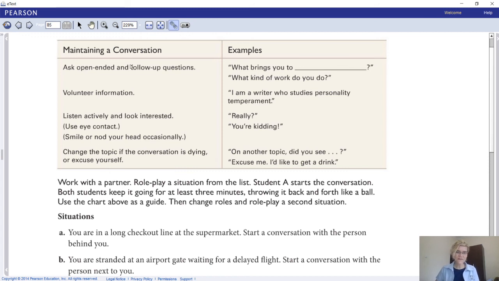Now, maintaining a conversation: sometimes a conversation dies out. Like you start it, you go like, and then it kind of ends. It's weird. Now, how do you maintain it so that it doesn't die out?